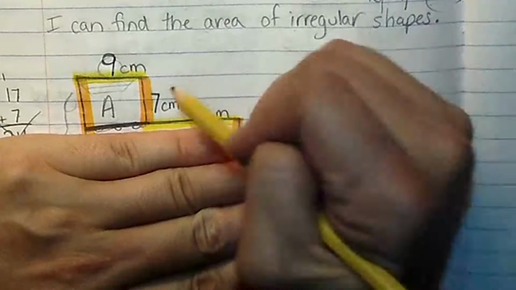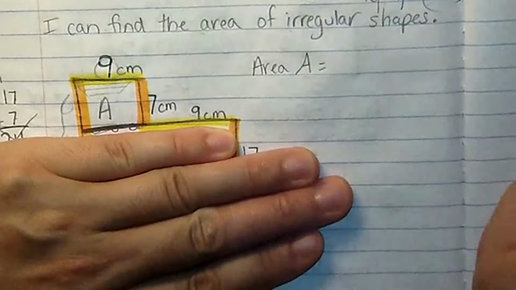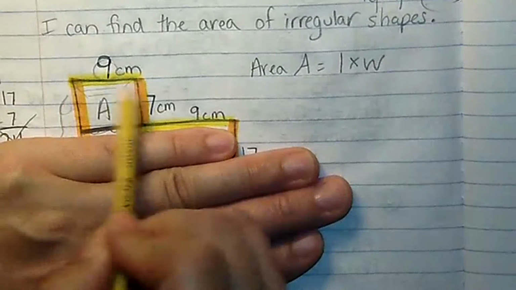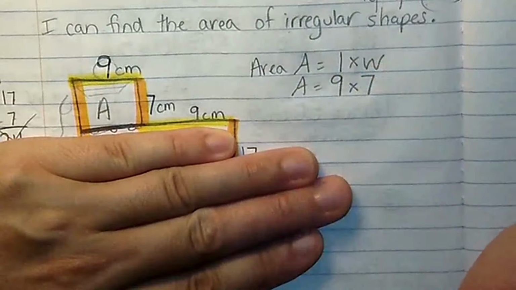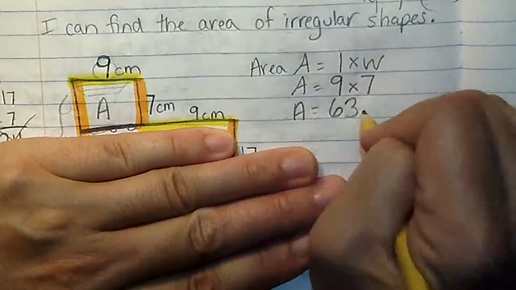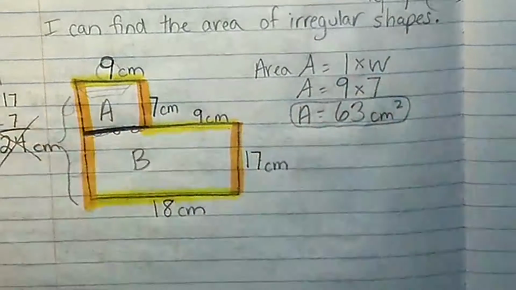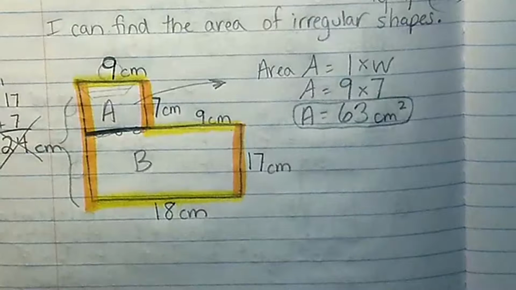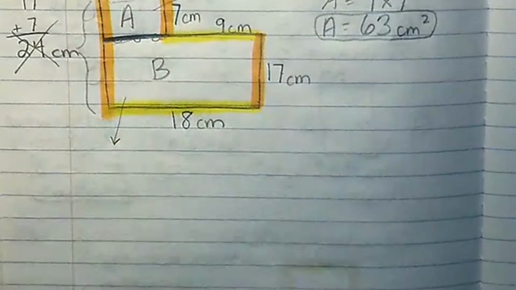Yes. So the area of A equals, what's my formula? Length times width. What's the length? Area equals 9 times 7. What is 9 times 7? 9 times 7 is 63. So my area of A equals 63 square centimeters. I did that part. What do I have to do next? That's right, I need to find the area for shape B.